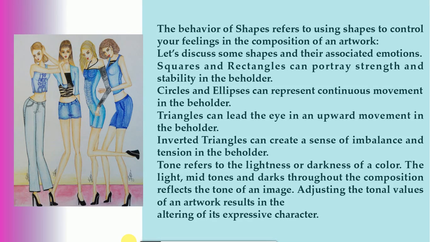The behavior of shapes refers to using shapes to control your feelings in the composition of an artwork. Let's discuss some shapes and their associated emotions. Squares and rectangles can portray strength and stability in the beholder. Circles and ellipses can represent continuous movement in the beholder. Triangles can lead the eye in an upward movement in the beholder. Inverted triangles can create a sense of imbalance and tension in the beholder.